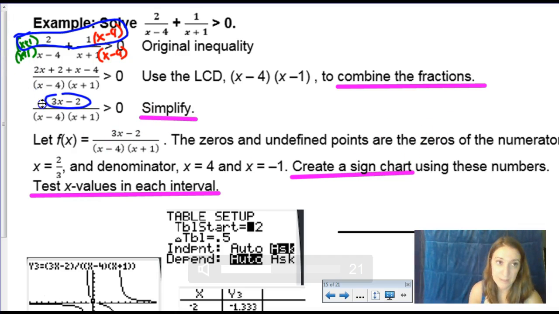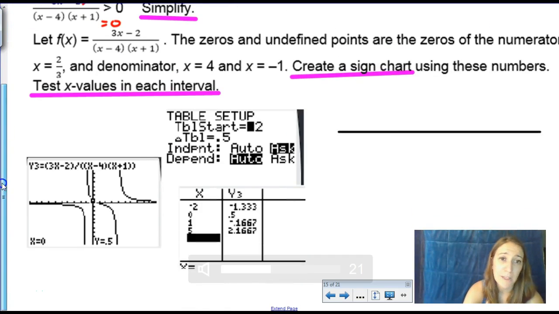Now that it's in this really pretty rational form, I can find my critical values where I set the numerator equal to 0, and I set my denominators equal to 0, and I find 2 asymptotes and 1 x-intercept. And then again, some beautiful person came by and told me what it looked like because they gave me a screenshot of my calculator. Isn't that beautiful?